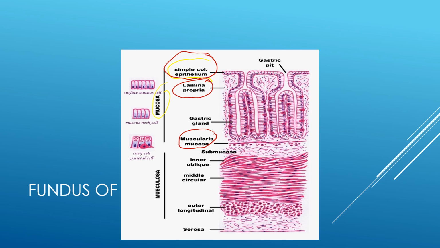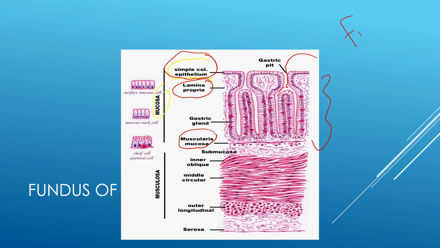Can you see here that the simple columnar epithelium starts to make invaginations, and they become branched to go beneath, into the depths of the lamina propria? So it makes a gland, which is a deep invagination of the epithelium. This gland is just like a branched tube. This gland is called the fundic gland. It is present in the fundus.